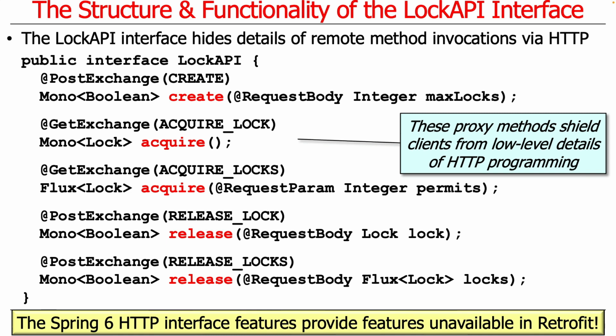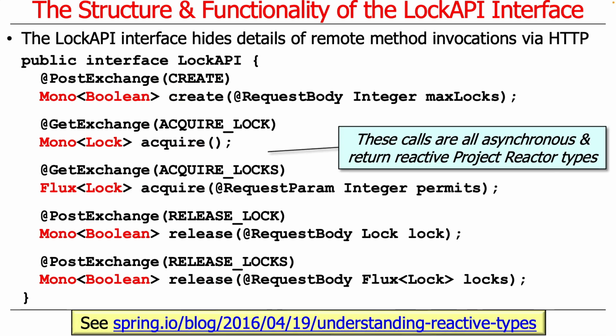These also provide some really cool features that you don't get with Retrofit, although there are some limitations as well, but generally it's pretty cool for what we're doing here. As you can see, by using HTTP interface clients, we can have reactive types baked right in there, so that's really nice. Most of these things return monos to booleans or locks, with the exception of this acquire method, which returns a flux, because we're getting multiple permits.